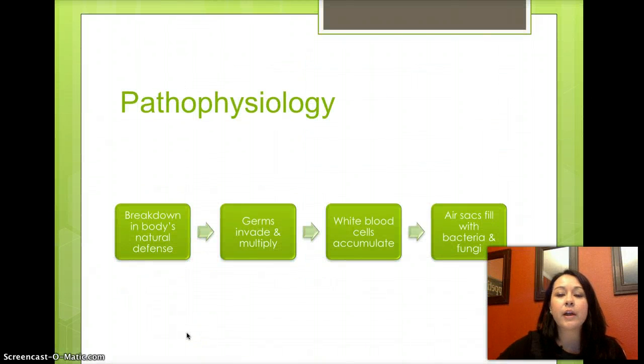Pathophysiology. So this is what's going on in the body when you get diagnosed with pneumonia. So you have a breakdown in your body's natural defense. Germs invade and multiply in that area, usually the lungs. White blood cells accumulate and air sacs fill with bacteria and fungi. And the most common cause of a bacterial pneumonia is Streptococcus pneumoniae.